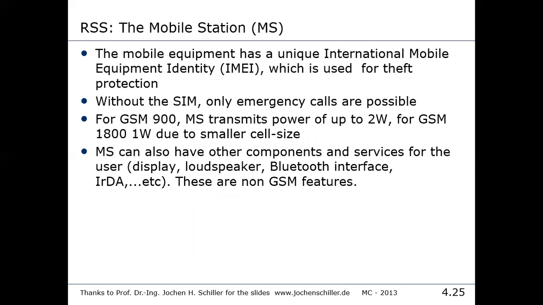Without a SIM, you can only make emergency calls. For GSM 900, the MS transmits power up to 2 watts. For GSM 1800, it takes 1 watt because of the smaller cell size. So the MS, mobile station, also contains a display, loudspeaker, Bluetooth interface, IRD, etc.